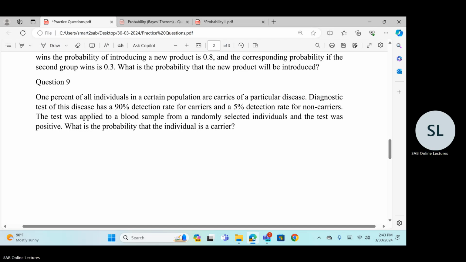This way, then detect the test was positive. There are two chances, this one and this one. Okay, then what is the probability that the individual is a carrier? Only the first one. Then your denominator is these two chances together. What's the numerator? Only the favorable one.